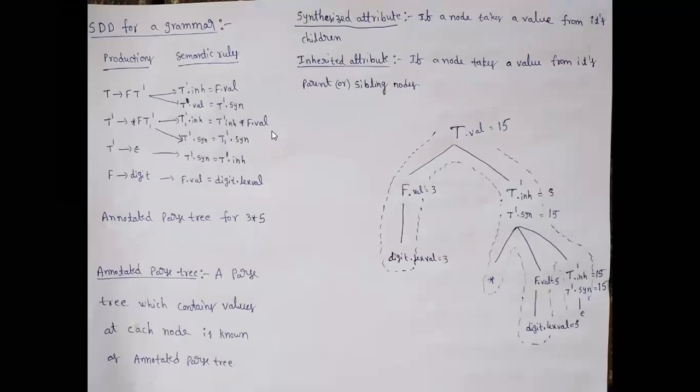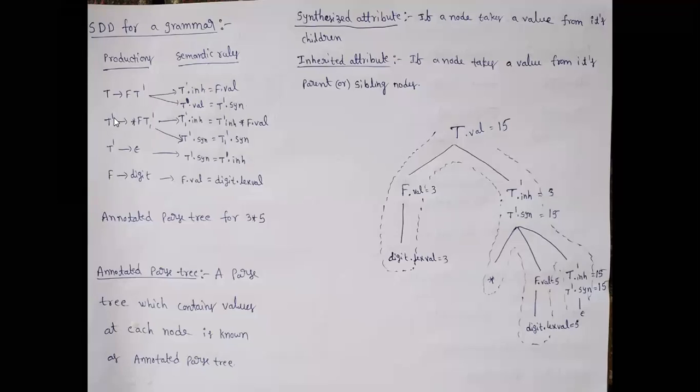So here we are having some grammar. So syntax directed definition for a grammar. So here is the production. The production is T produces F T dash. So here we are having two semantic rules. So first one, T dash dot inherited equals F dot value, and T dash dot value equals T dot synthesized. So SYN means synthesized attributes, and INH means inherited attributes.